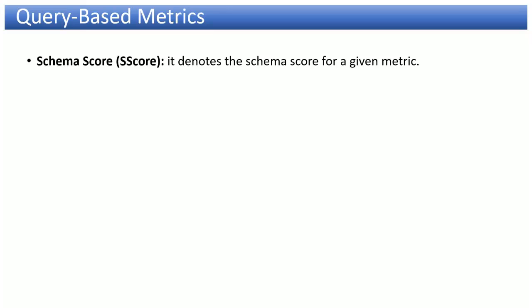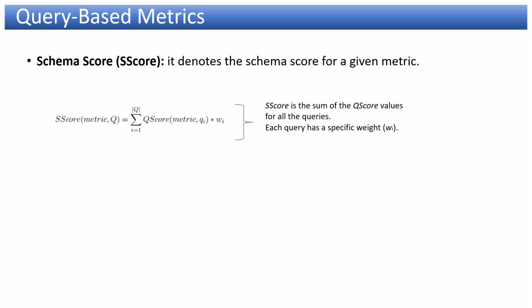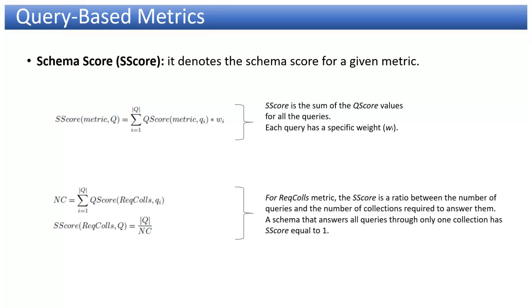The schema score denotes the schema score for a given metric. So S-score is the sum of the key score values for all the metrics, where each query has a specific weight. For Heckel's metric, the S-score is a little different. It is a ratio between the number of queries and the number of collections required to answer them. A schema that answers all queries through only one collection has S-score equals to 1.